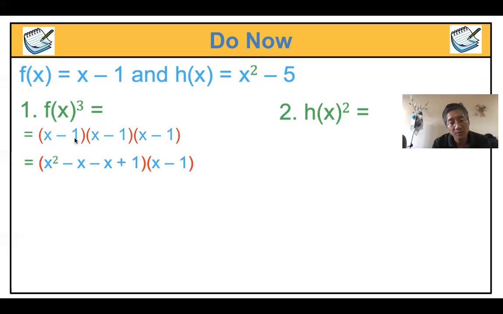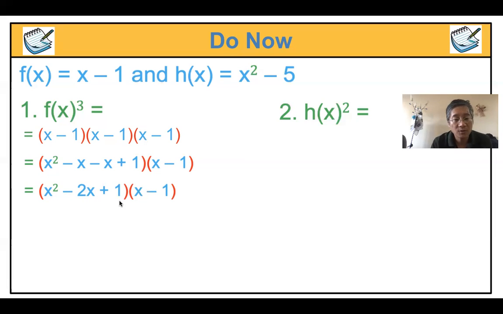Now, before you multiply, you have these like terms, and you had better combine them first, right? So minus x and minus x is minus 2x. So x squared minus 2x plus 1. And then times x minus 1. It's not FOIL because we have three terms here, but it is still the same concept: you multiply one by one.